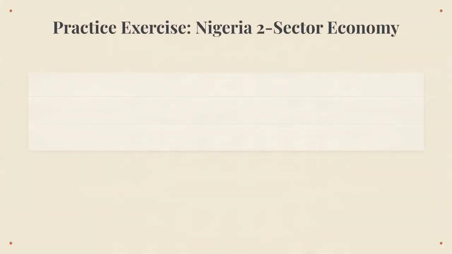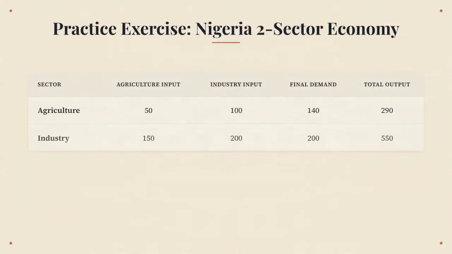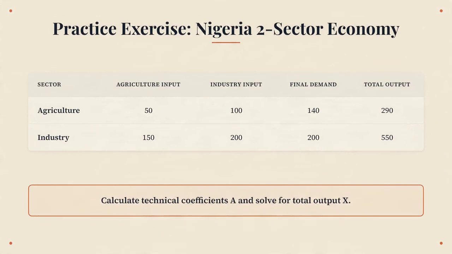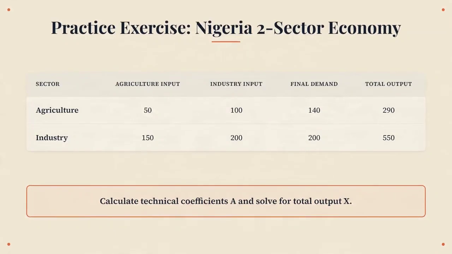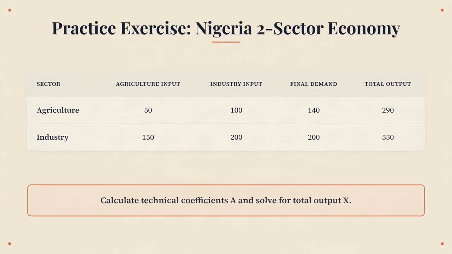Now, let's look at a practice exercise tailored to Nigeria's two-sector economy. With inputs and outputs defined for agriculture and industry, your task is to calculate the technical coefficients, build the A matrix, and solve for total output X, given a final demand of 140 for agriculture and 200 for industry.